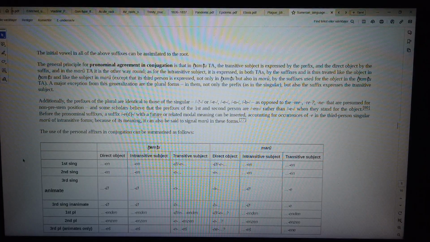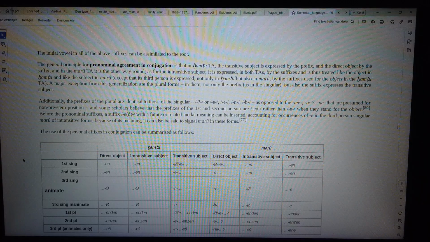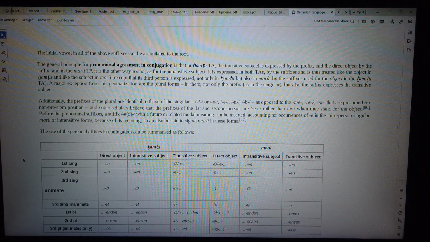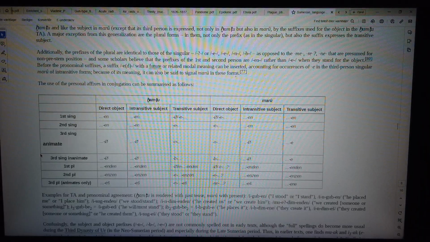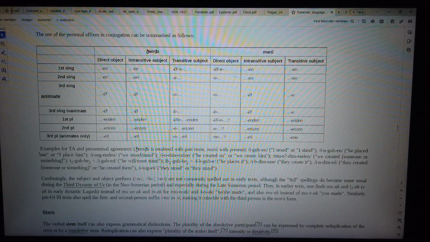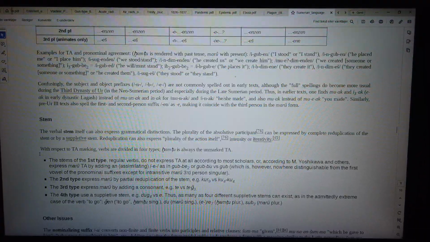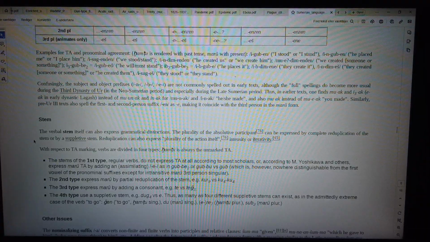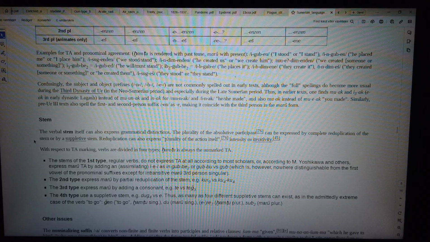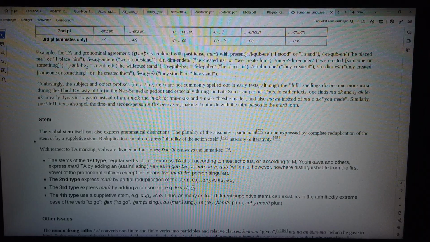77. The use of the personal affixes in conjugation can be summarized as follows: a mu-ta, direct object, intransitive subject. 1st sing., en, /e/. 2nd sing., en. 3rd sing. animate, n, e. 3rd sing. inanimate, b, e. 1st pl., enden, /e/. 2nd pl., enzen. 3rd pl., animates only, e.